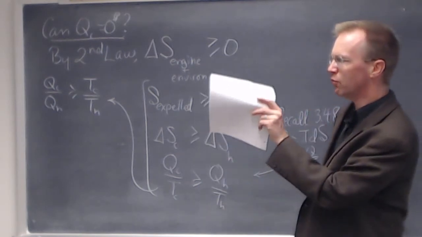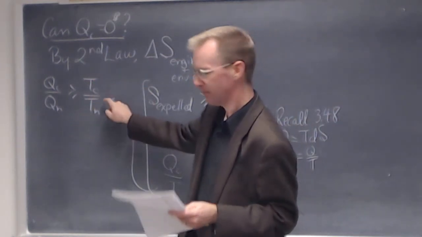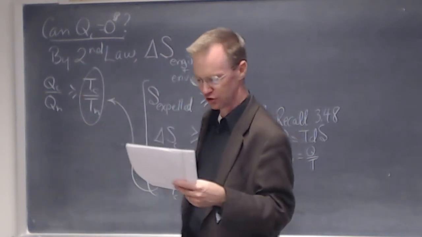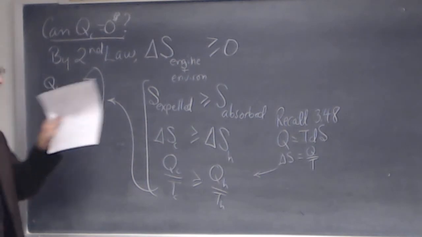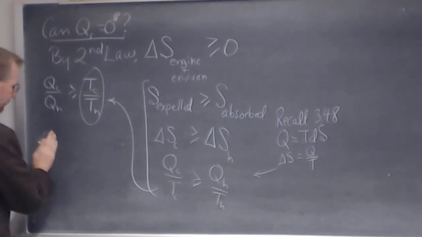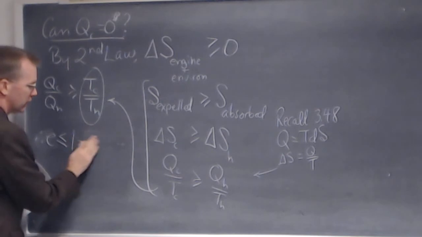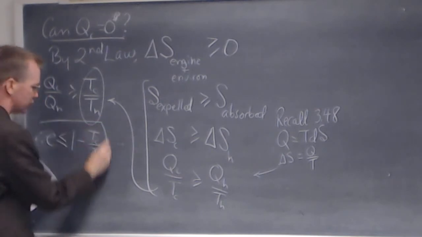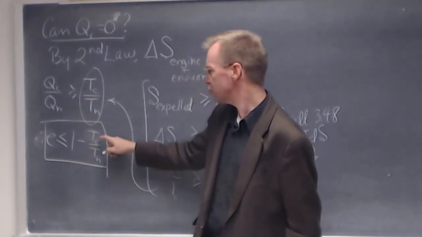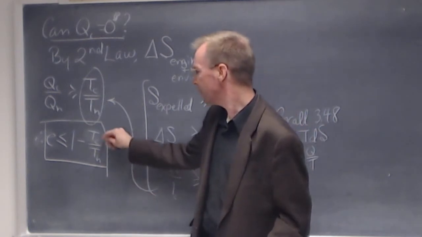Now, what does that mean for our efficiency? Our efficiency was 1 minus QC over QH. So, if we put this in terms of TC over TH, we know that if efficiency is equal to 1 minus this here, then efficiency must be less than or equal to 1 minus TC over TH. This gives us a hard and fast upper limit to the efficiency of a heat engine operating between these two temperatures. And the really convenient thing is that you generally will know what those two temperatures are.